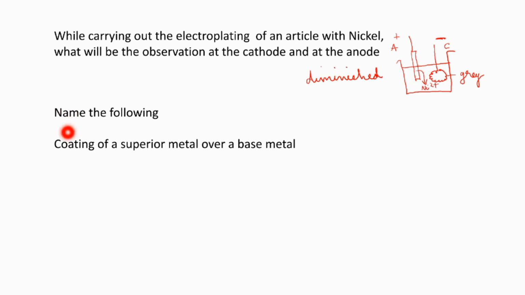Name the following. Coating of a superior metal over a base metal. What is that process known as? That is nothing but electroplating. So related to the electroplating of nickel, we have discussed these many questions.